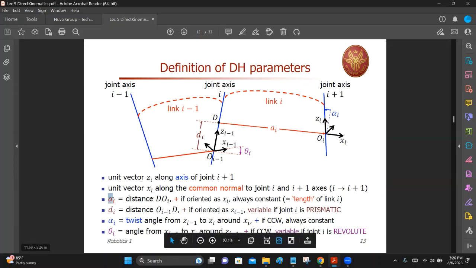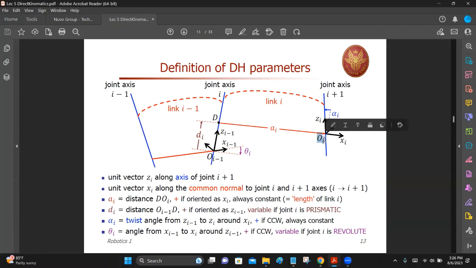So ai is the distance D to Oi, from this point to this point. Oi is the origin of the ith frame. The ith frame is the coordinate frame attached to link i at the end of link i. D is not a coordinate frame. It's just a point.